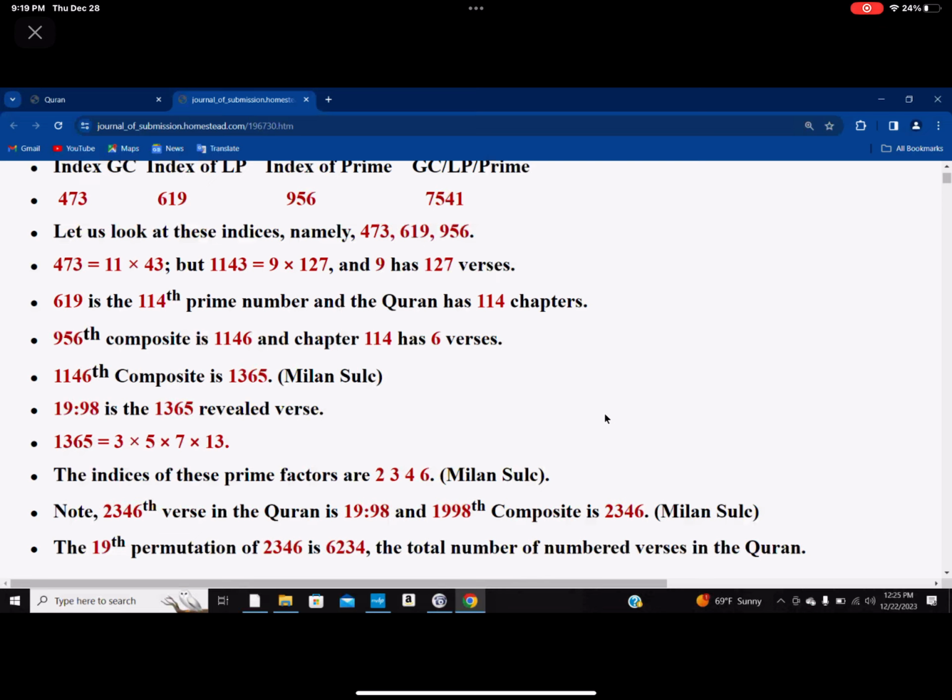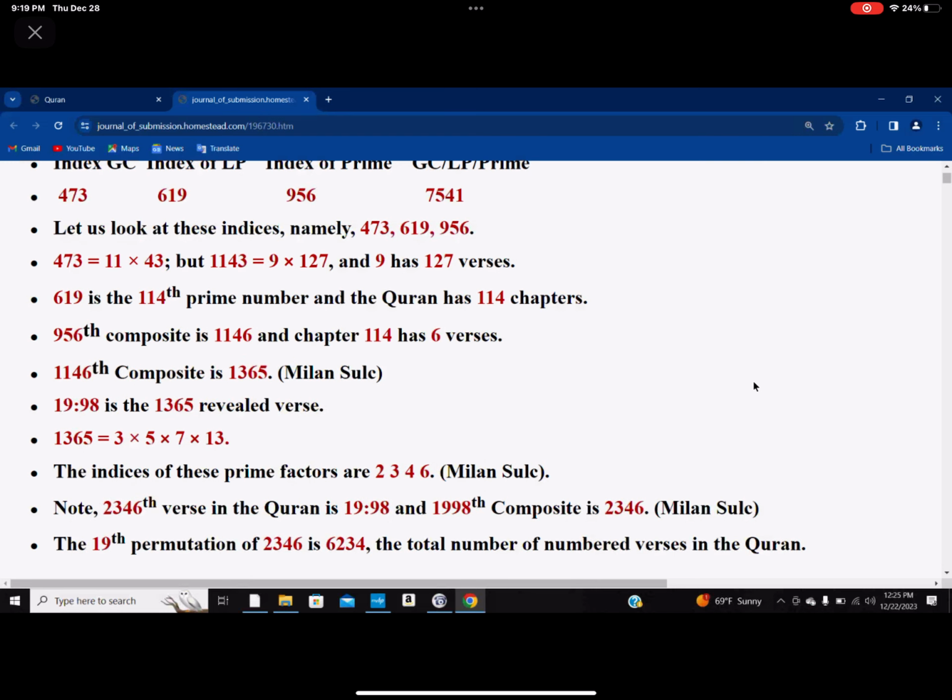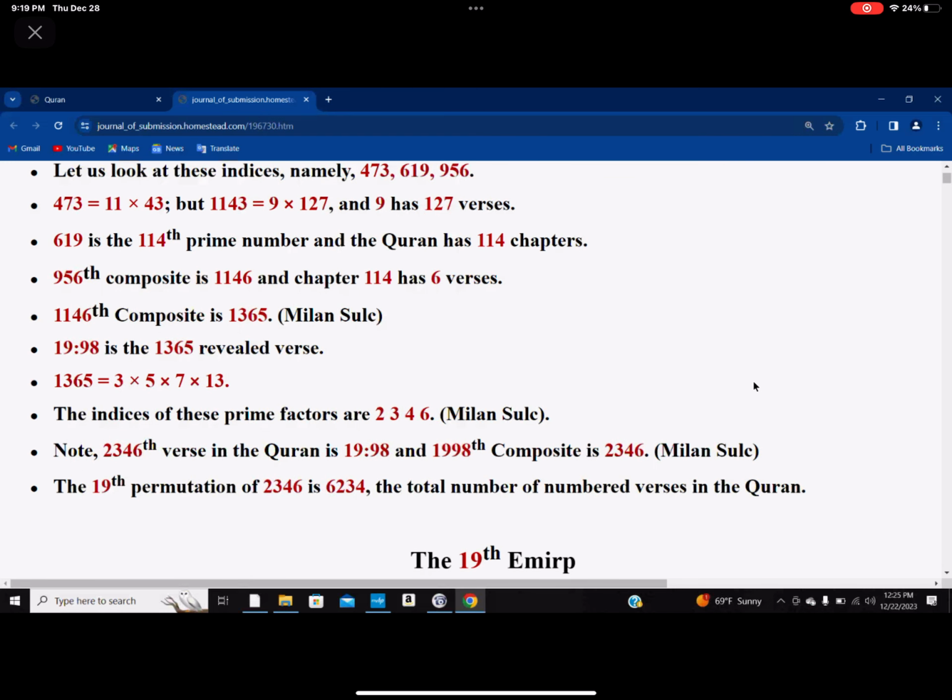Now, 1365 happens to be 3 times 5 times 7 times 13. The indices of these prime factors are 2, 3, 4, 6. Again, credit goes to Milan Sule. He was allowed by God to see this. And so note that 2, 3, 4, 6 verse in the Quran is actually 1998. And 1998 composite is 2, 3, 4, 6. And again, that's due to Milan. And the 19th permutation of 2, 3, 4, 6 is 6, 2, 3, 4, the total number of numbered verses in the Quran.